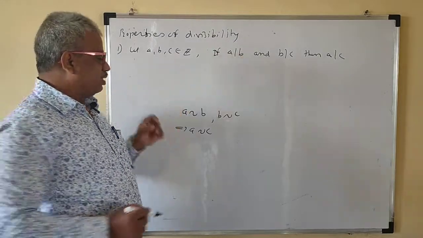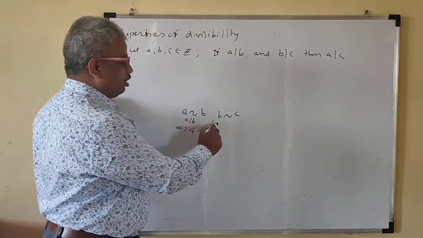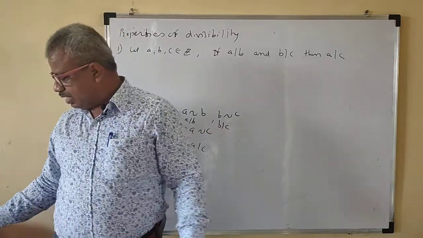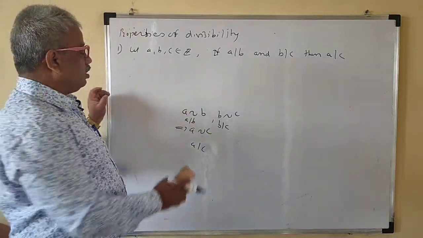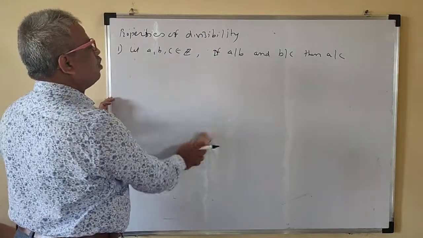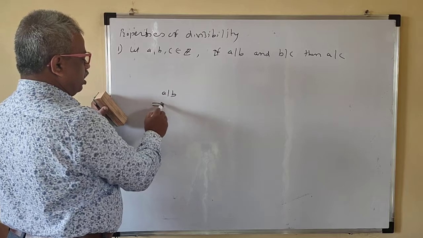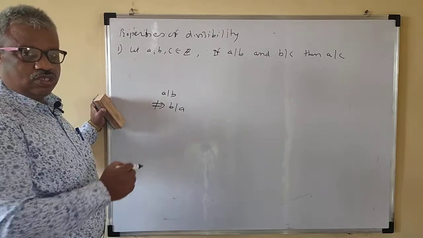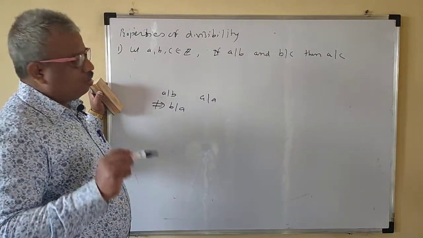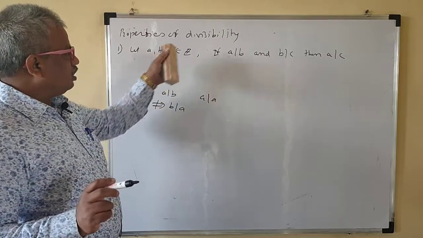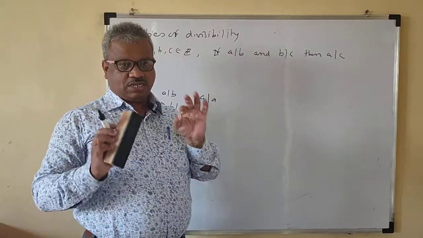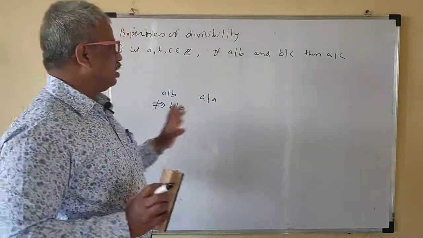So if A is related to B, that means A divides B. B is related to C means B divides C. Then you have to prove that A divides C. That means we have seen the transitive relation, right? Note, is this an equivalence relation also? No, this is not an equivalence relation because A divides B does not imply that B divides A. So this is not symmetric, but it is reflexive. A divides A, this is true, right? It is reflexive, transitive, but not symmetric. So divisibility is a better example of a relation which is reflexive, transitive, but not symmetric.